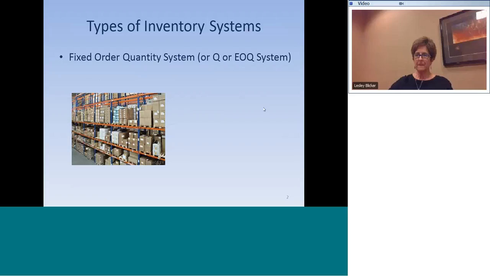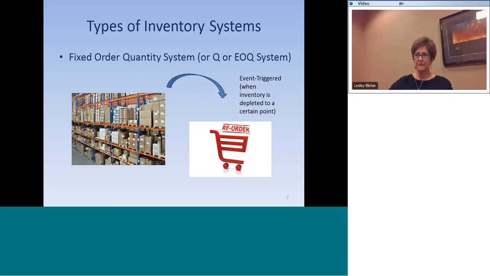Whenever there's an inventory withdrawal, our inventory is updated. We call this system event triggered, which means when we reach a certain reorder point, we will place an order for a consistent number of units. So for example, whenever our inventory of a particular item reaches 10 units, we would automatically place an order for 50.